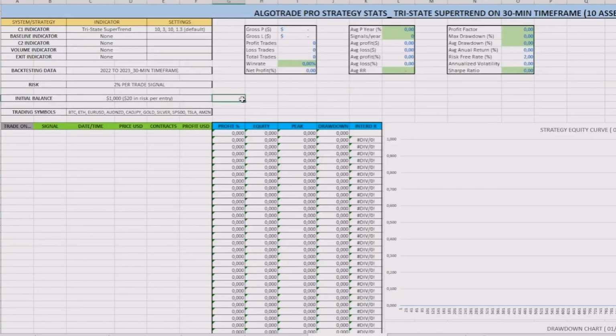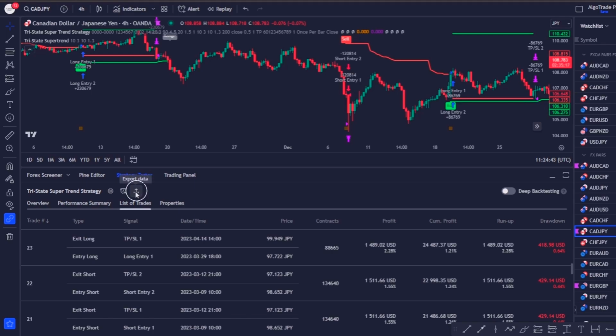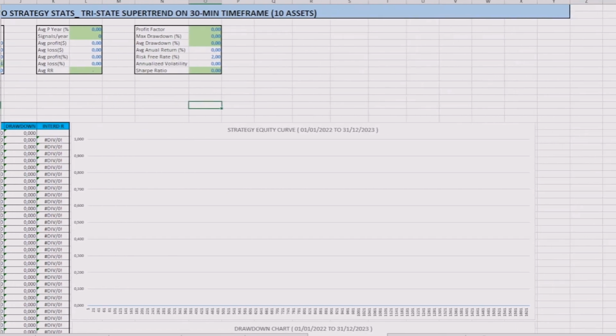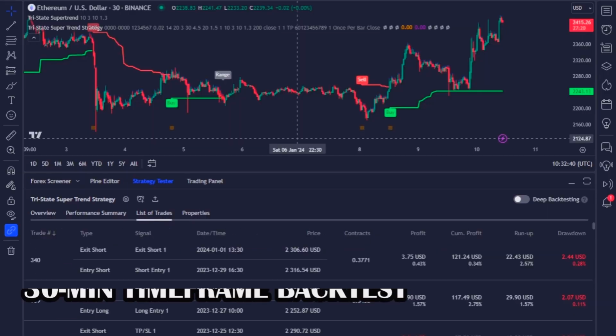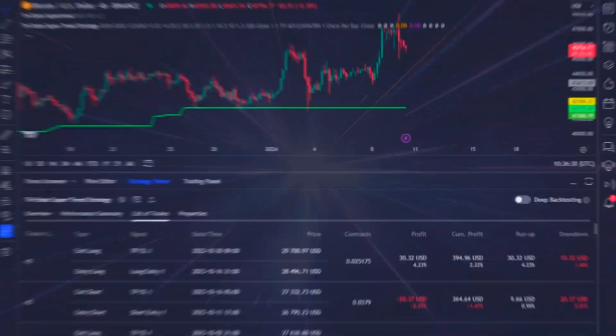To get all the info, I will apply the Tri-State SuperTrend trading bot to these 10 assets and in the 2 different timeframes I have defined, and I will download all the trades my bot takes to create a highly professional Excel that will show us all the average results of the strategy, including the equity chart. I will speed up this process, create the trading journals in Excel, and I will be right back.